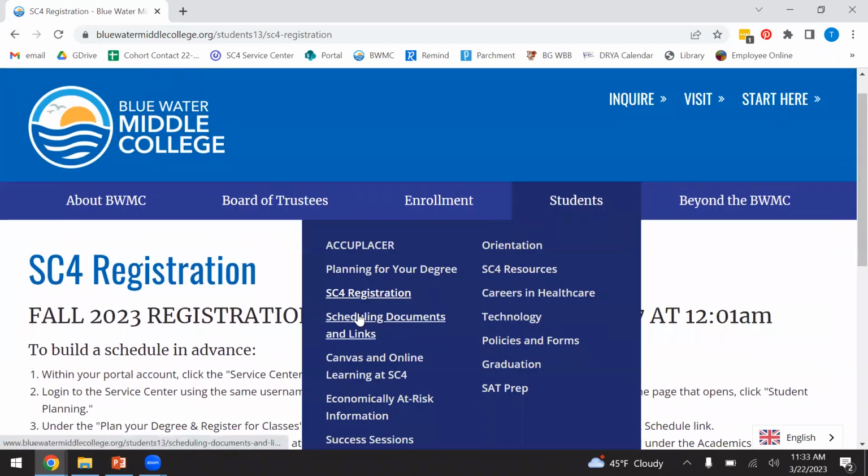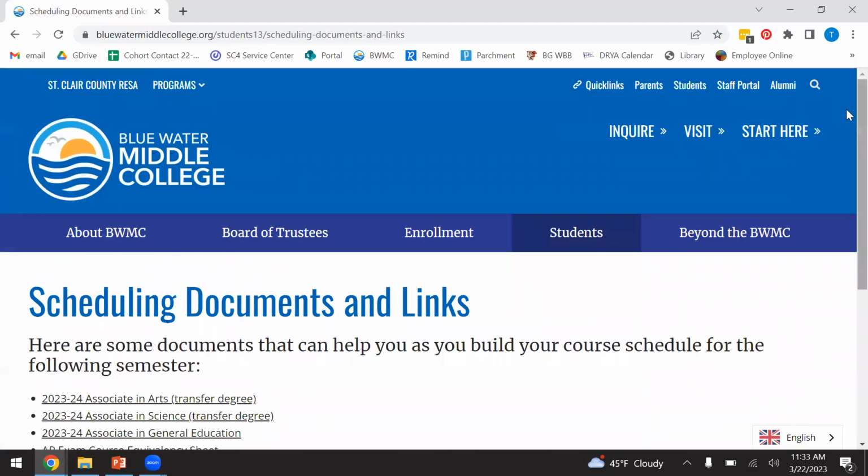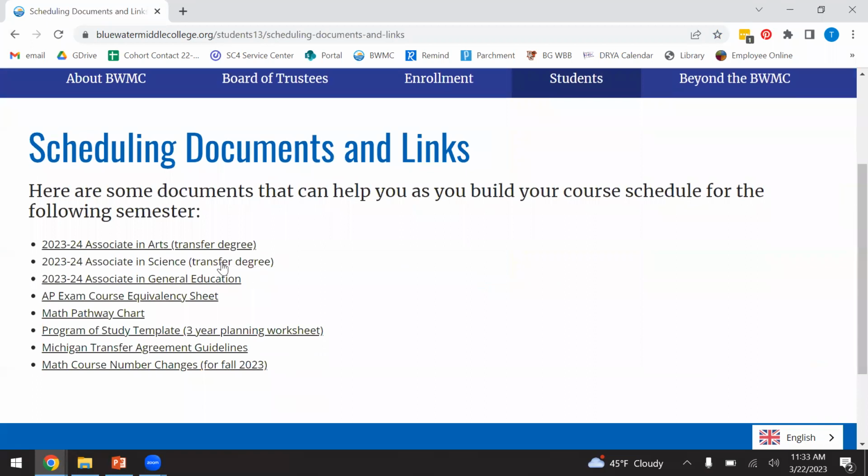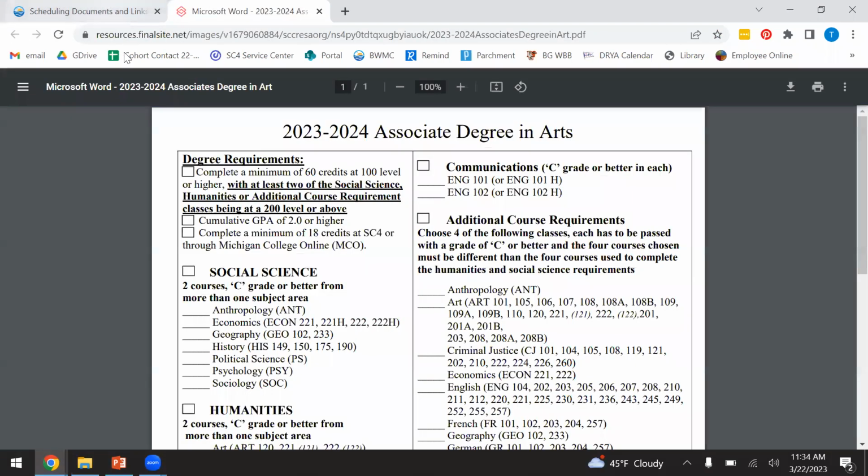Where we're going to get a look at right now are the scheduling documents and links. So the degree worksheets for the big transfer degrees are listed here. And then we'll look at some other degree programs that are more applied degrees that we don't have these worksheets for. You would use the SC4 worksheets for that. While we're on the topic, I'll pull some of these up.